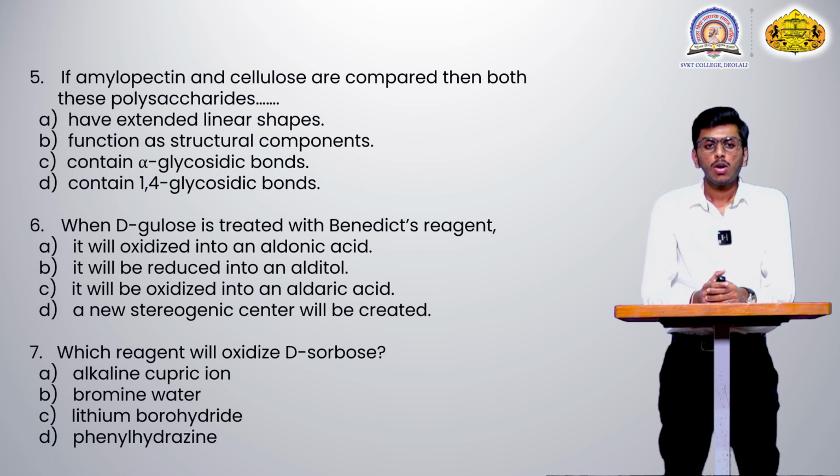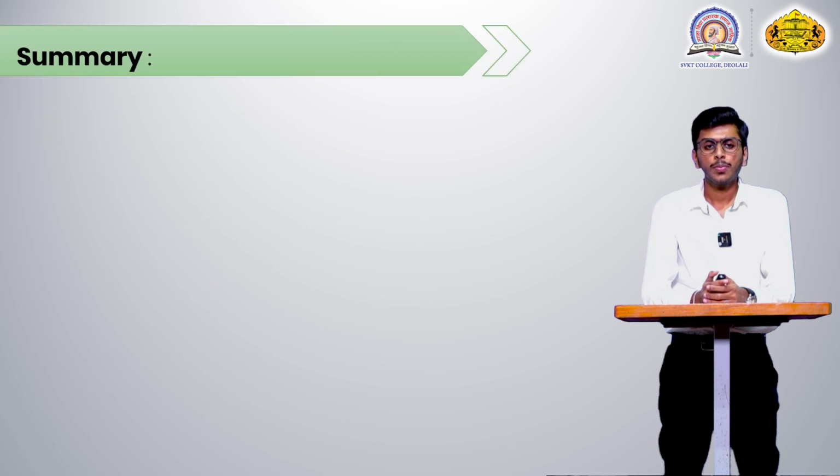Question number 5. If amylopectin and cellulose are compared, then what do both these polysaccharides have in common? There are 4 options. Students will have to choose one of them. The 6th question is, when D-glucose is treated with Benedict's reagent, what is the product? The 7th question is, which reagent will oxidize D-sorbose?